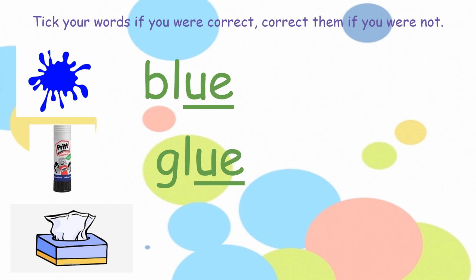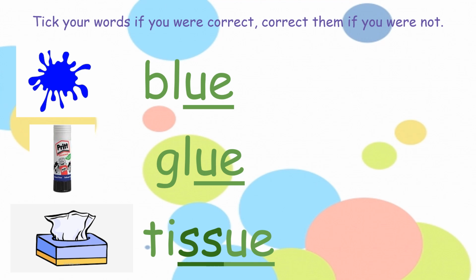How many sounds can you hear in tissue? There are 4 sounds in tissue. Hold up your 4 fingers. Let's say the word tissue. Let's pinch our sounds. T, i, s, u, tissue. And there's the word tissue. And we have 2 digraphs in our word tissue. Our first digraph is a double S sound. And our next digraph is the UE, our oo sound.